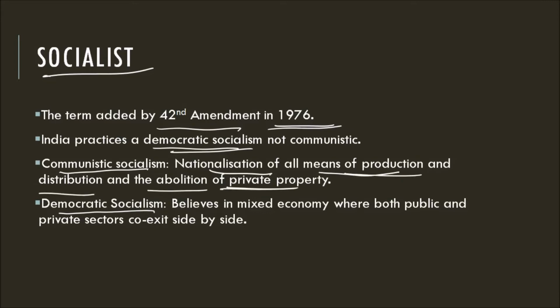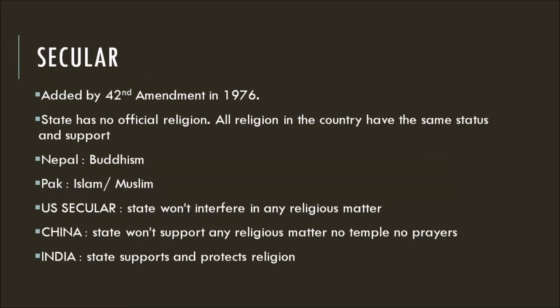Right? Can you tell me which country practices communistic socialism? Yes, China. But in case of democratic socialism, it believes in a mixed economy. That is where both public and private sectors coexist side by side. And India practices democratic socialism. The next important term is secular. And this term was also not there initially and was added by the 42nd Amendment 1976.